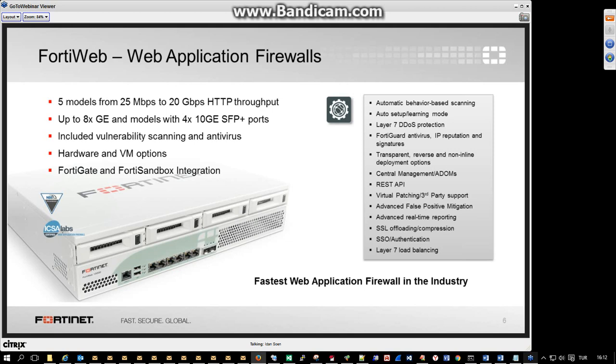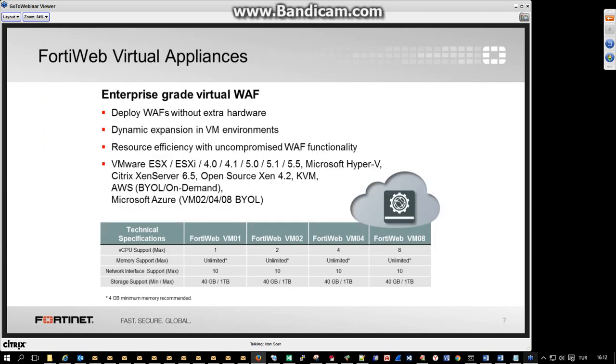We include vulnerability scanning and antivirus in the solution. No additional licenses required. We also have hardware and VM options and different types of integration with FortiGate, FortiSandbox, and so on. When it comes to virtual solutions, we also provide multiple options, whether it's VMware, Citrix Xen Server, open source Xen, or AWS. We have both a bring your own license instance and an on-demand instance, and the same with Azure. We have a BYOL solution, and later in the year we'll have an on-demand solution as well.